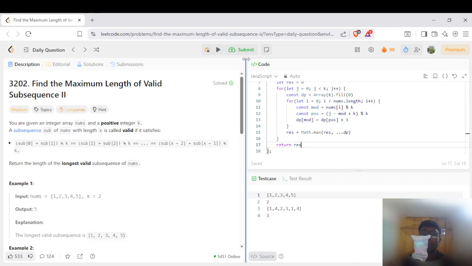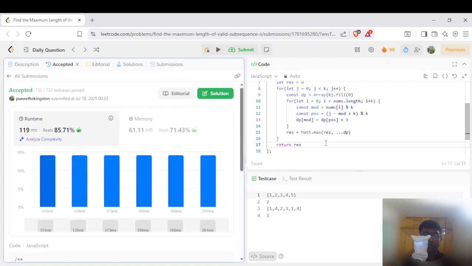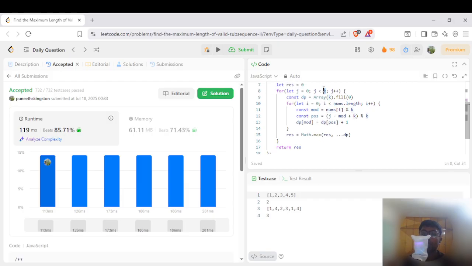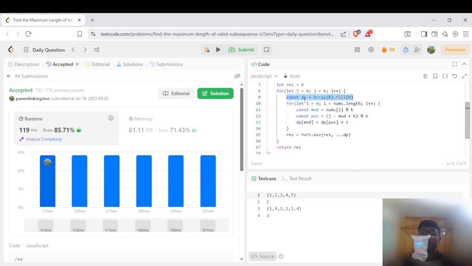Okay, so I've completed the solution part here, and I am submitting the solution. In the meantime, the time and space complexity of the solution is O of n times k, where there are two for loops where I'm iterating through each num, and k is the remainder parameter that is being sent as an argument here. So n times k is the time complexity. Space complexity would be O of k, right? So we are creating a DP array with k, and every time we are having to check the math.max of it.